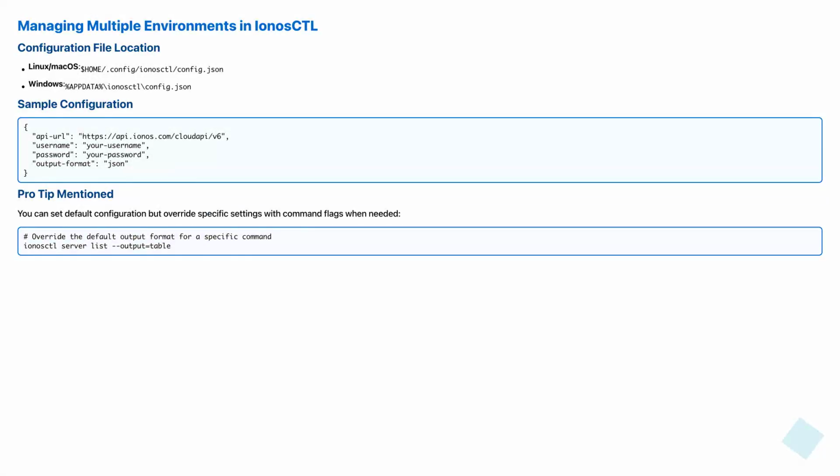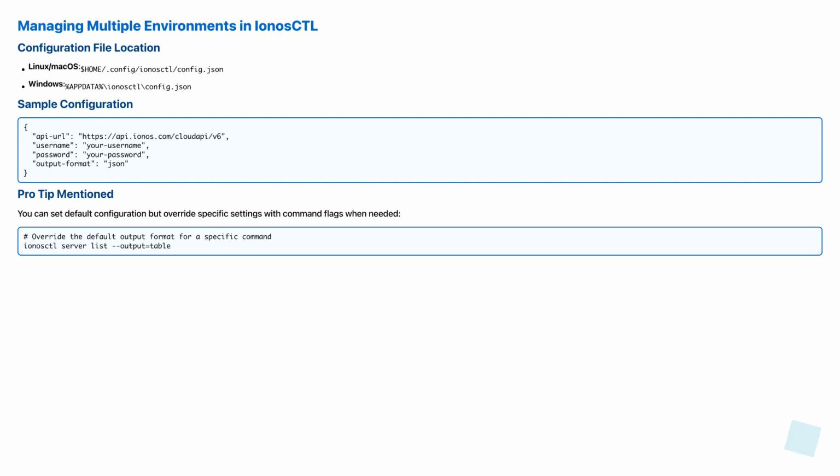Great question. Ionosctl stores everything in a simple JSON file. On Linux or Mac, it's in your home directory under .config/ionosctl, and on Windows, it's in your app data folder. And here's a pro tip. You've got 3 ways to set configurations. You can use command line flags for one-off operations, environment variables for temporary sessions, or, my personal favorite for teams, the configuration file for permanent settings.